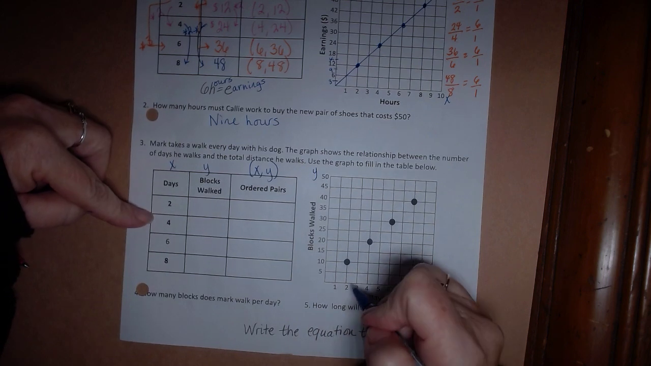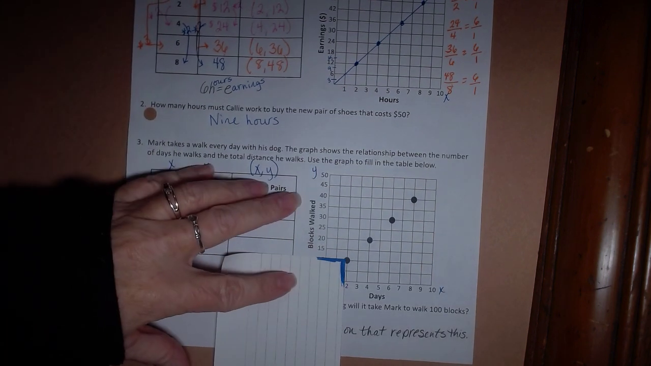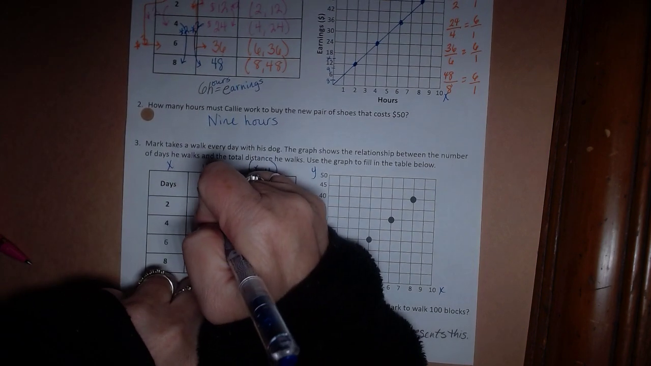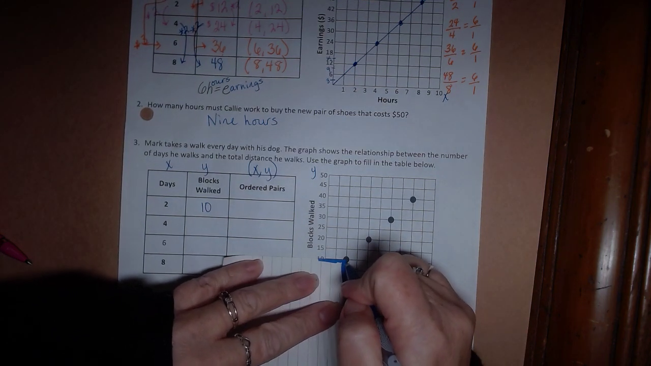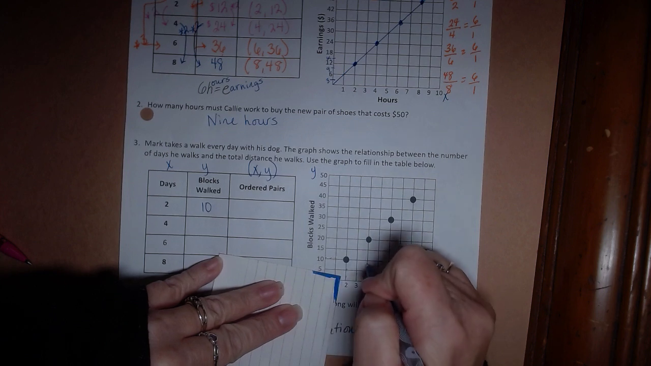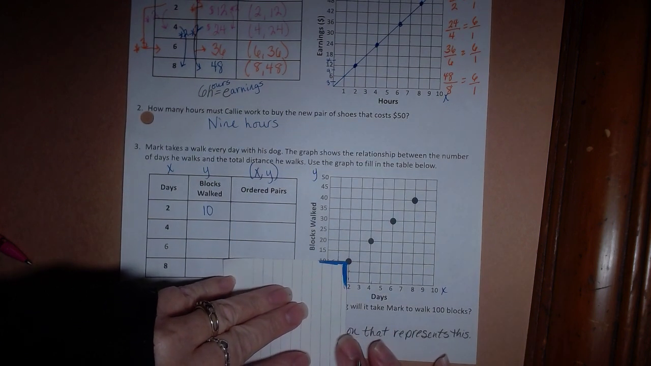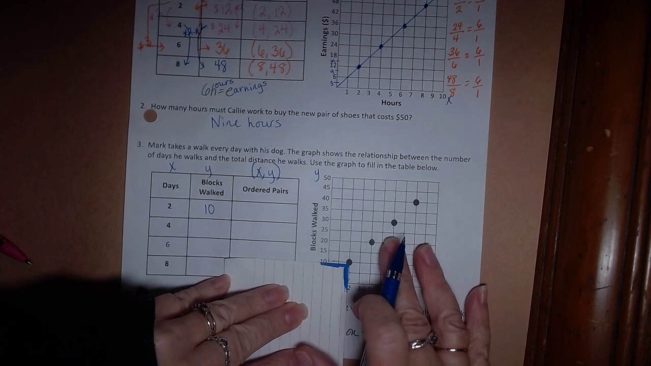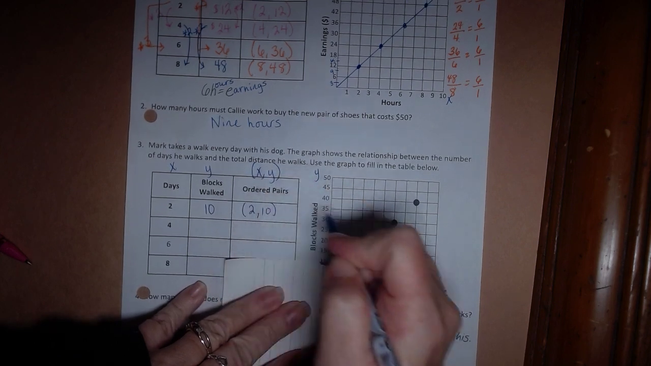So if we go over to 2 days, that lines up here with 10 blocks walked. So 10. Again, in your book and Mathia, they show dotted lines here. But if I had a whole bunch of dotted lines on each of these, it would be so hard to read, which is why I like the index card, because it helps you align it without making the graph a mess. So our ordered pair here is 2 comma 10.